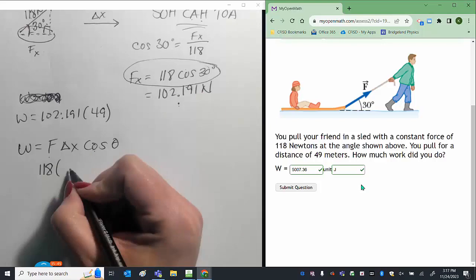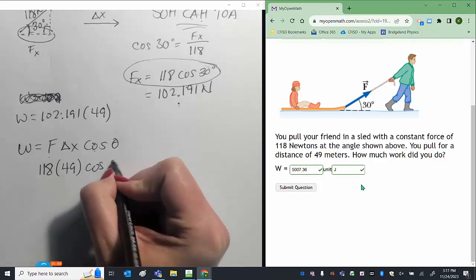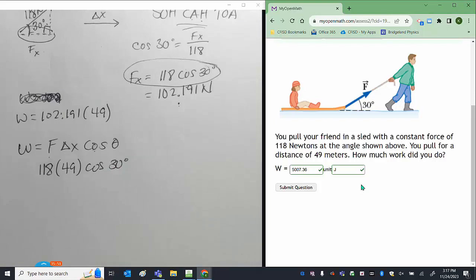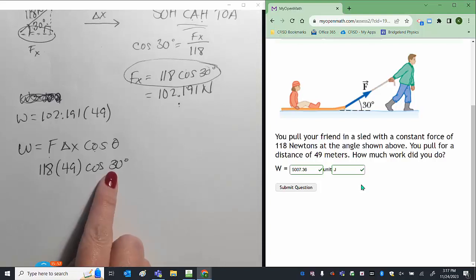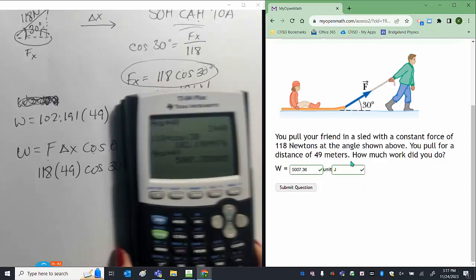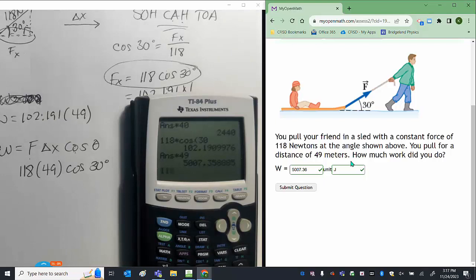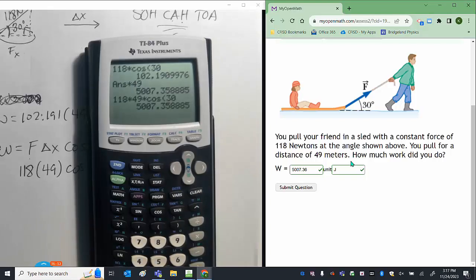118 times 49 times cosine 30 degrees. Again, we can use this equation. There's the force from the question, 118. There's the displacement from the question, 49. There's the angle from the question. If you plug it in like this all in one step, we're going to get the exact same answer that we've already typed in. But let's go ahead and show you. 118 times 49 times cosine 30. And there it is again. Exactly the same thing.